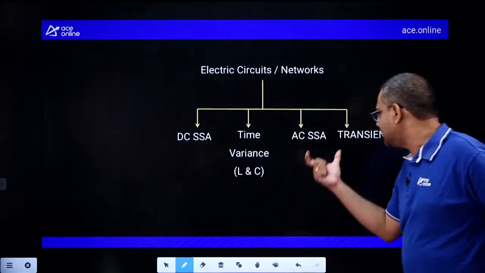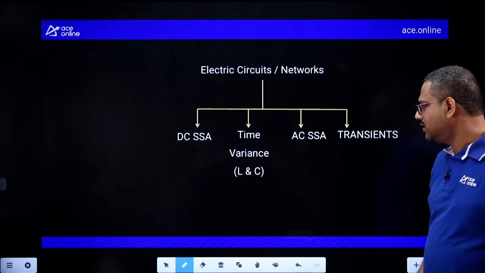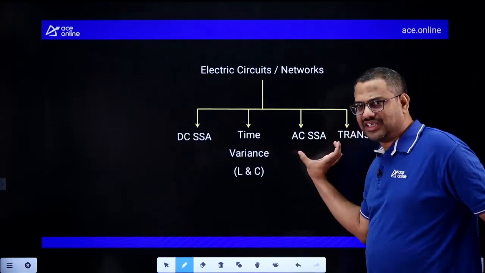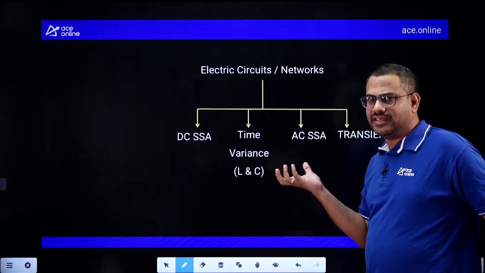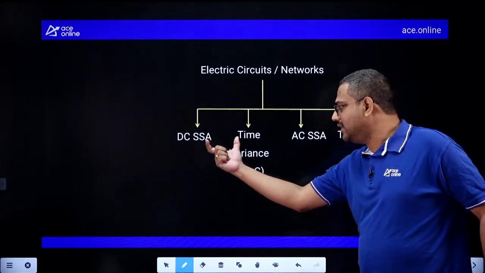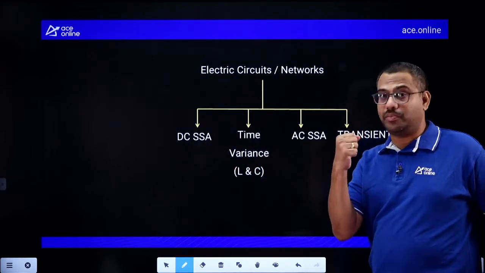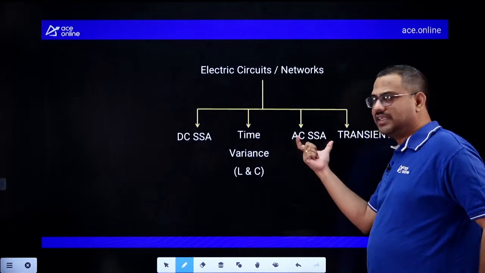DC steady state analysis, AC steady state analysis, and transients. What is that? Briefly, I want to discuss. But to do AC steady state, time variance concepts are necessary. Because in ideal DC, which I will discuss now, our elements behave in a different way. The fundamental 3 passive properties, that is RLC, behave differently in AC.